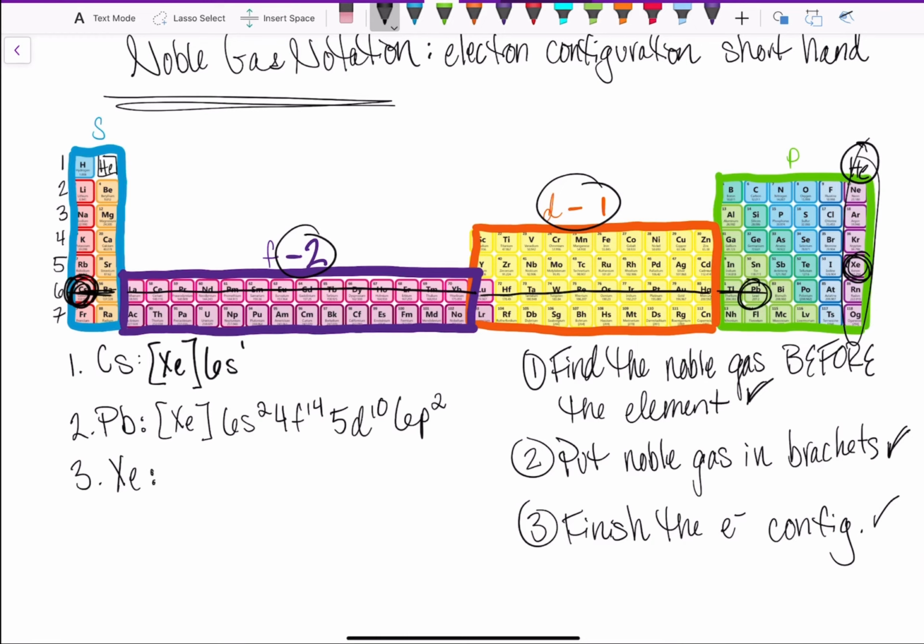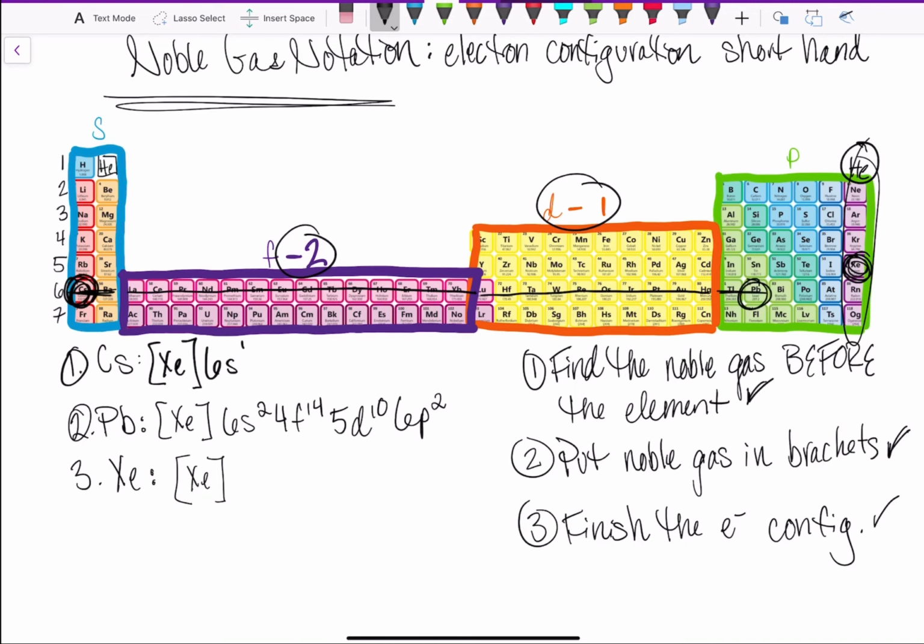The last question was a little bit of a trick question, and it was the noble gas notation for xenon. So we've been using xenon to answer question 1 and 2, but what if we just had to write out the configuration for xenon? If you write out the noble gas notation for a noble gas, all you have to do is put it in brackets. So your answer is just Xe in brackets for that one.